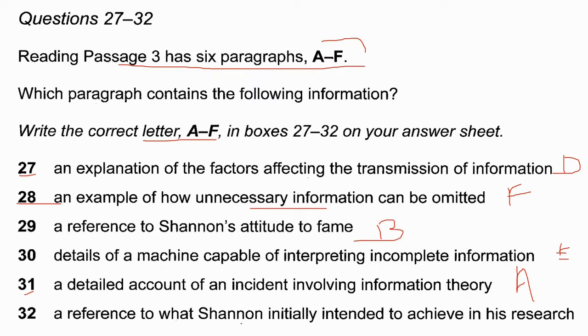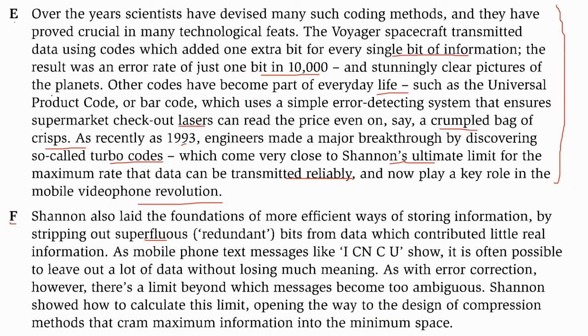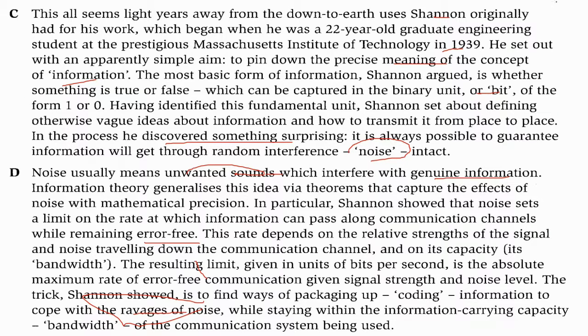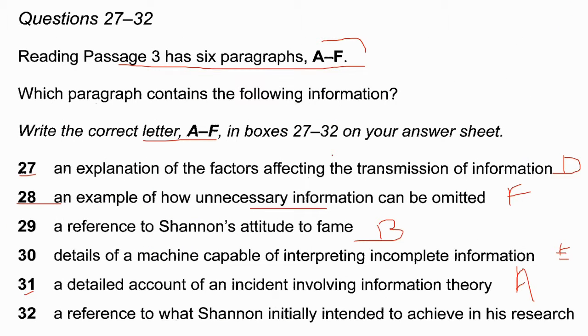Then a reference to what Shannon initially intended to achieve in his research. In this we go to C. So initially, when he was young, he wanted to do something. He said that okay, there is a bit, a binary digit, only 1 and 0. So to 32 we give C.